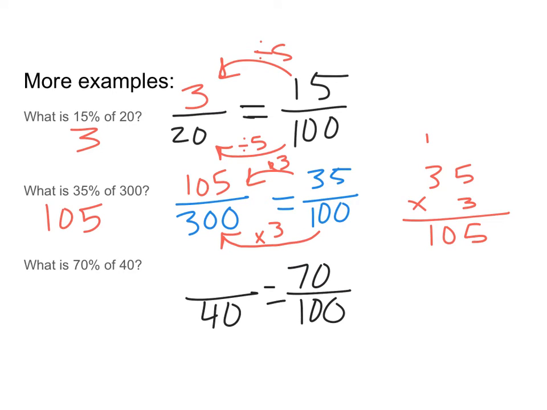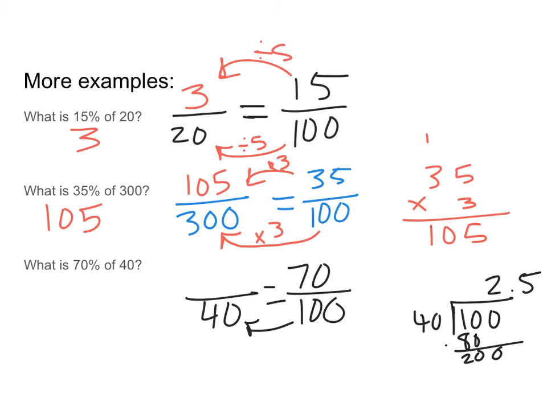Right, and then our last one, we have a number that doesn't go in evenly to 100, the way most numbers don't. So if we're trying to go from 100 to 40, we need to do some long division to figure out how many times that goes in. And 40 goes into 100 twice with 80 left over, so it goes in 2.5 times. So we are going to need to divide by 2.5.